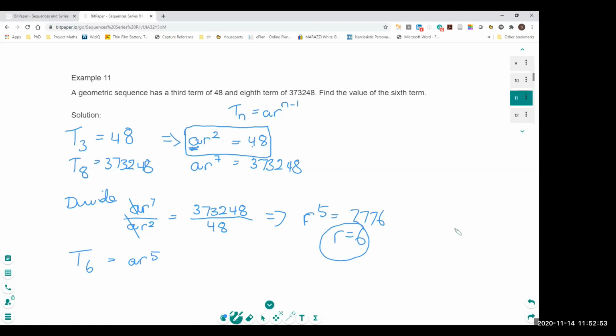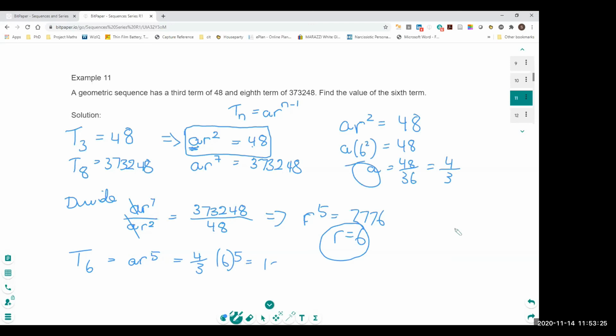So what's a? Well, we know that a r squared is equal to 48. Just take any one of these formulae. And that means a times 6 squared is equal to 48. So a is equal to 48 over 36, so that gives us 4 over 3. So now we have our a as well. So that gives us 4 over 3 times 6 to the power of 5, and that gives us 10368. Okay.